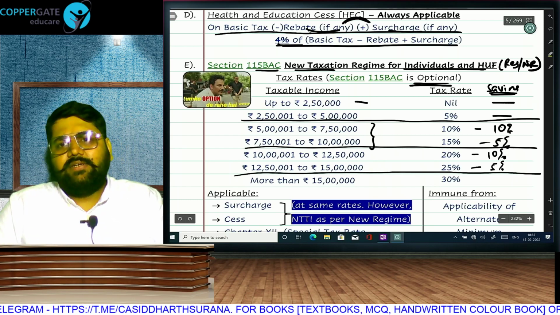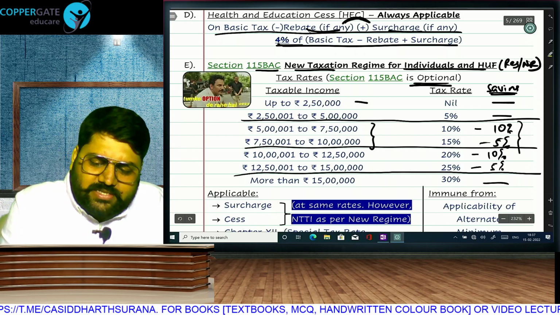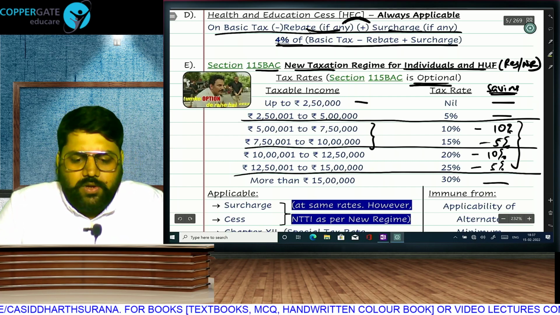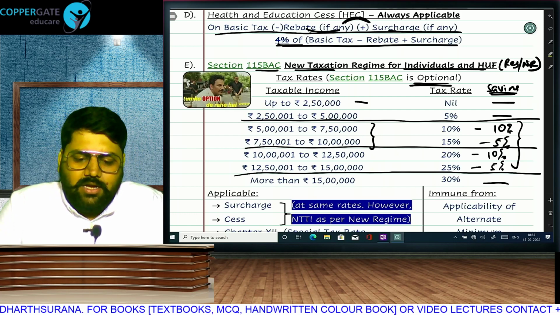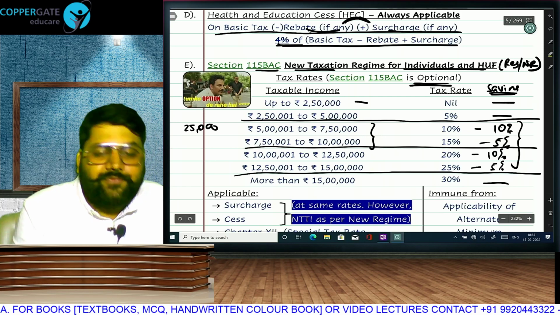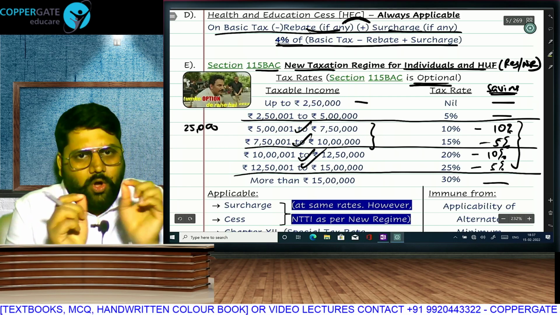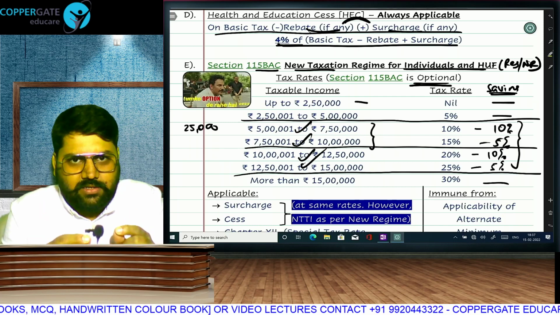In old also it is 30, in new also it is 30, no change. So the only tax savings that will take place is going to be of this much area, 2,50,000 into 10%, savings of 25,000. How did I get 250? Slab amount is 250 in all the slabs. Observe, all the slabs are of 250, 250, 250.